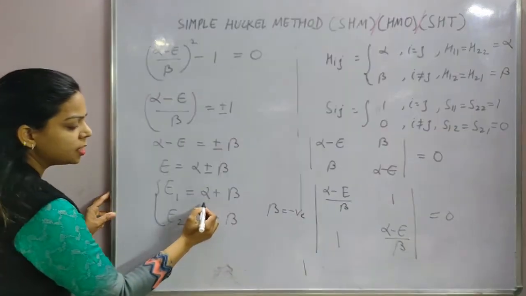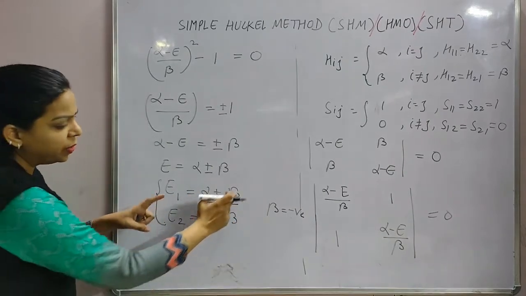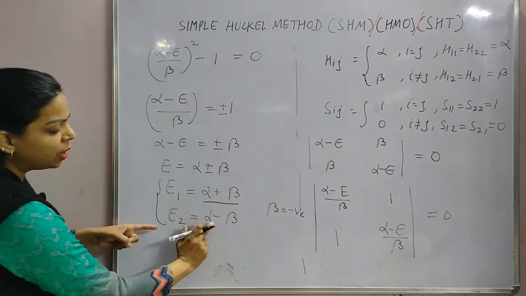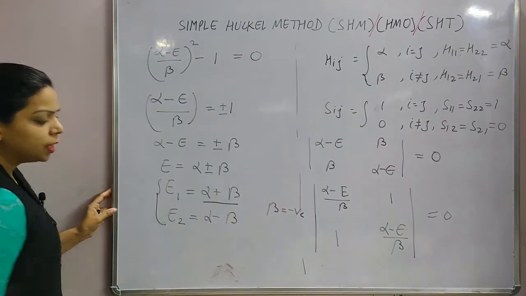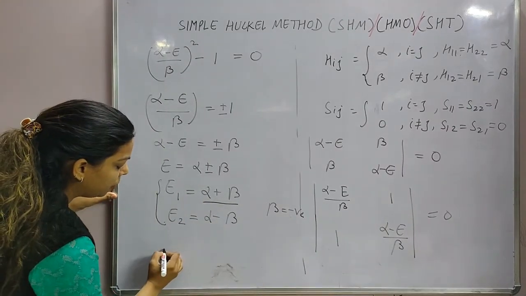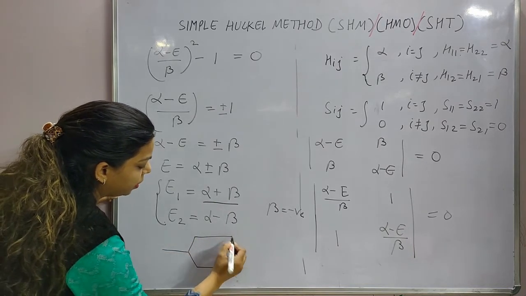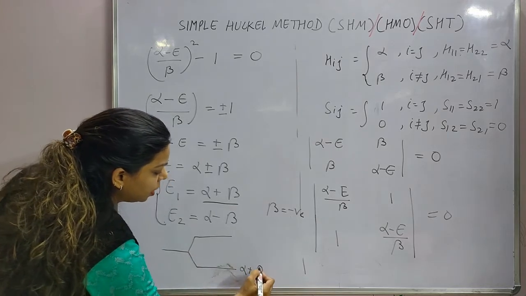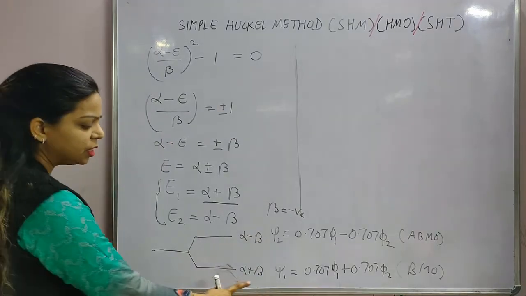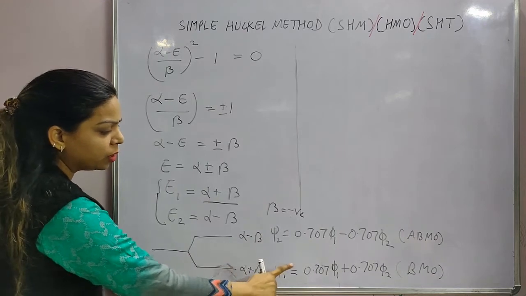It means this energy will be lower, because alpha minus something, because beta is negative, here we have a positive sign. So alpha minus something, and this will be higher energy. So for ethene we can draw an energy level diagram which will be like this. Lower energy is alpha plus beta, higher energy is alpha minus beta. So we have these two energy levels, alpha plus beta, alpha minus beta, in molecular orbitals.